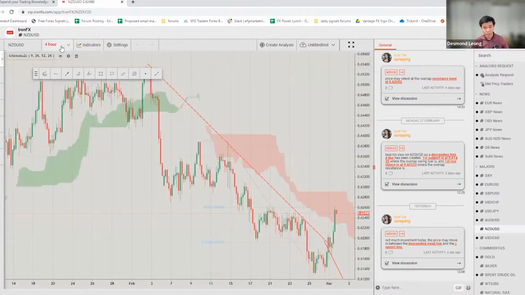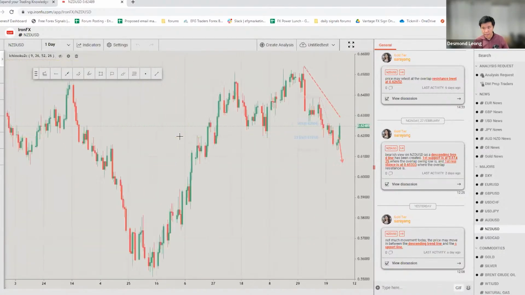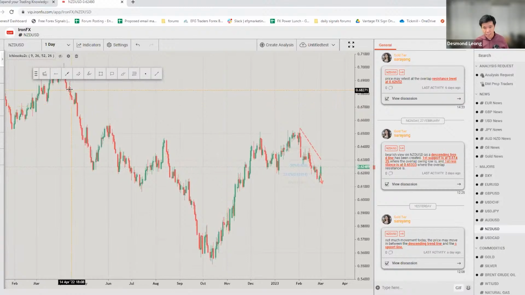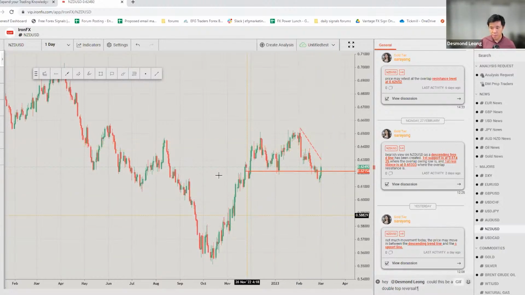All right, so we are here on Kiwi dollar. I'm looking at the 1-day chart, and you might be thinking, hey Desmond, is this a double top? I'm going to delete this. You might come here, draw this, and say, hey Desmond, could this be a double top reversal? Let me delete the random stuff that I drew previously. So, could this be a double top reversal?